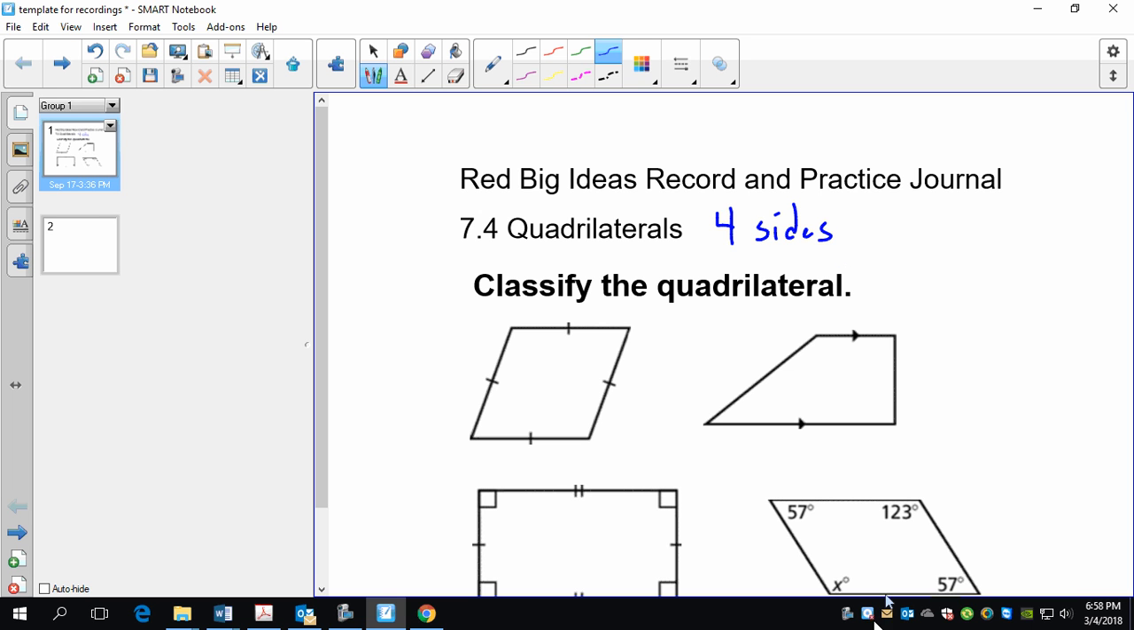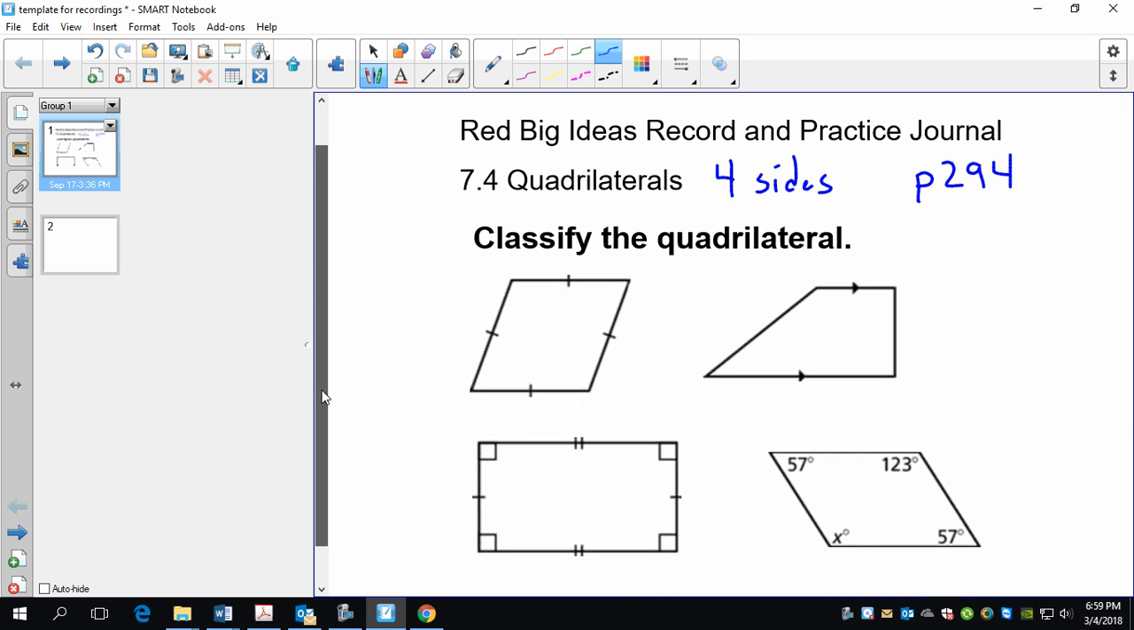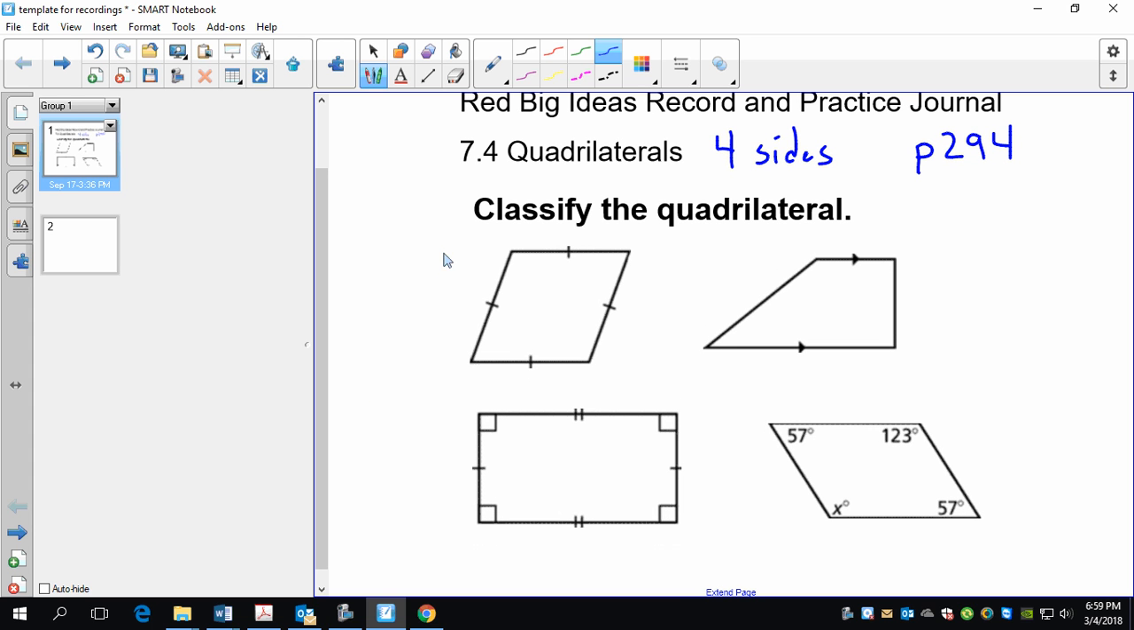So if you have a quadrilateral, it has four sides. On page 294 in the textbook, there's a nice diagram that goes through quadrilaterals, trapezoids, parallelograms, kites, rectangles, squares, and the rhombus. So if you need any help with the quadrilaterals, please refer to page 294 in your red textbook.